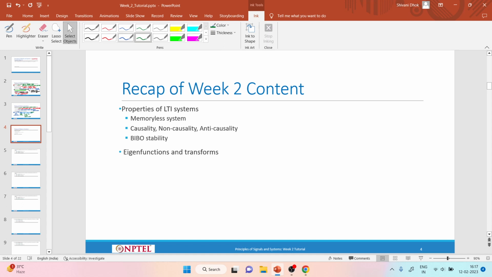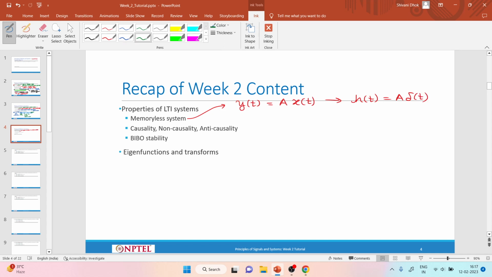After that, some properties of LTI systems were discussed, like how the impulse response and other things will be there. The first thing that was discussed was the memoryless system. It was said that if my system is memoryless, that is, if the input output relation is something like this, then its impulse response is simply a unit impulse which is scaled by a. So this is its impulse response.